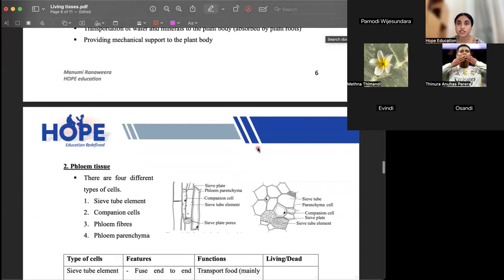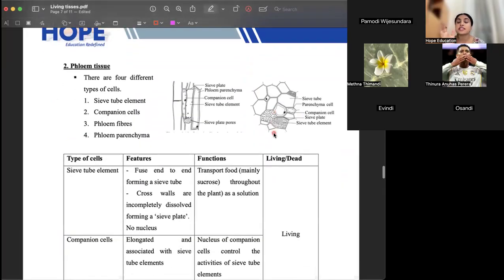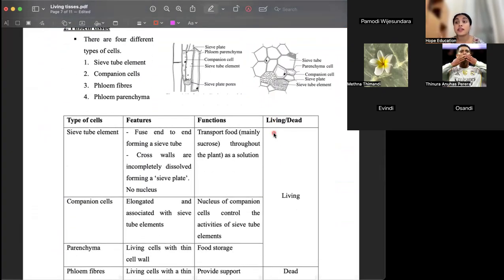Then we talked about the functions. Then in the phloem tissue, we said again there are 4 types: sieve tube element, companion cells, phloem fibers, and phloem parenchyma. Sieve tube element doesn't have a nucleus, no? So if they ask a question in the exam, what is a type of plant cell without a nucleus, you write sieve tube element. Okay? So it doesn't have a nucleus. It transports food.